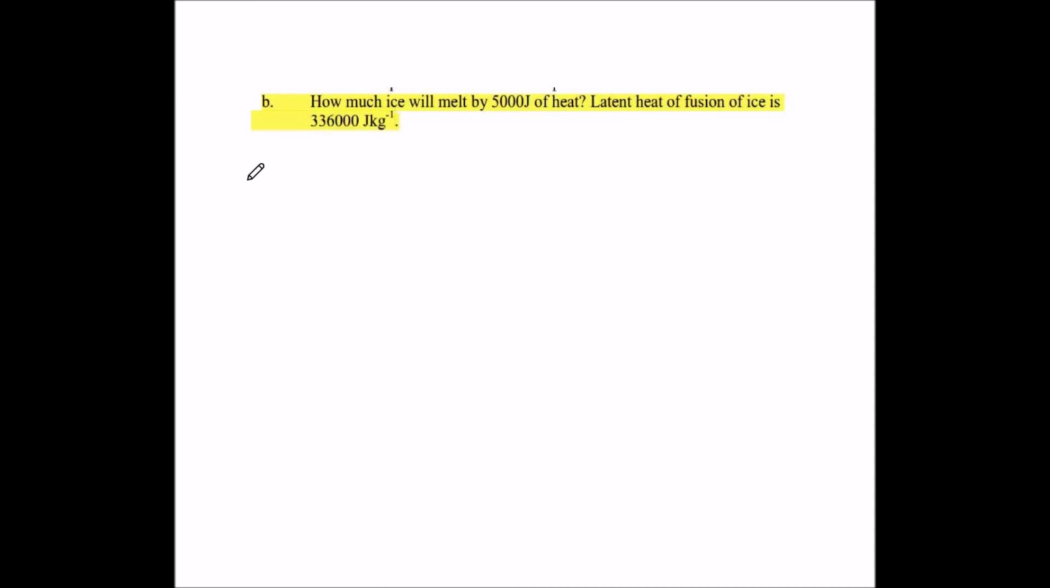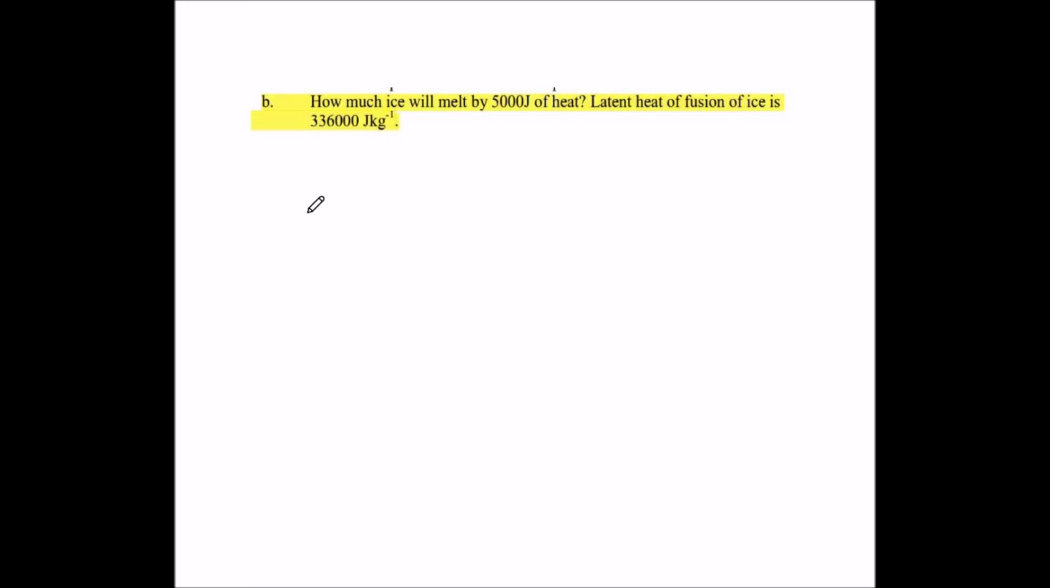Now this numerical from section B. The question is how much ice will melt by 5000 joule of heat. Latent heat of fusion of ice is given. Remember one thing, first recall what is the latent heat of fusion. It's very simple. Heat energy required to change unit mass of a substance from solid to liquid at its melting point without change of temperature is called latent heat of fusion. After that, as I told you, make a habit, first write the information given and required.